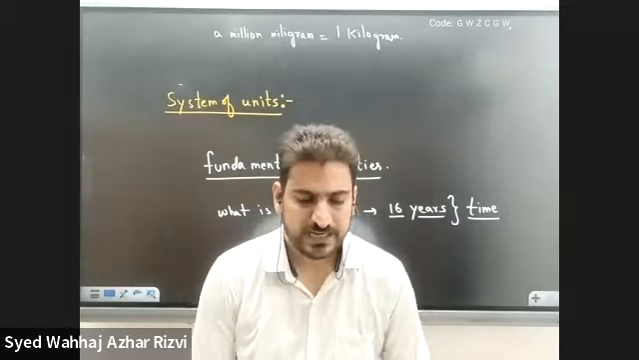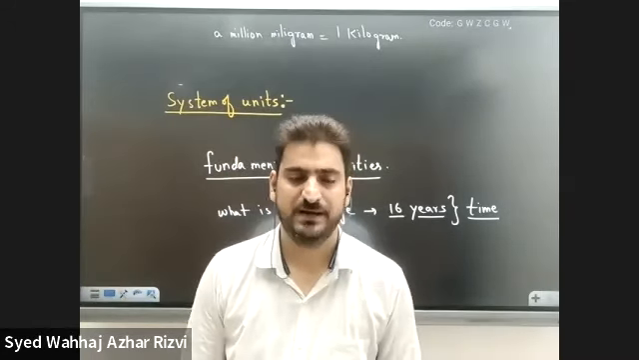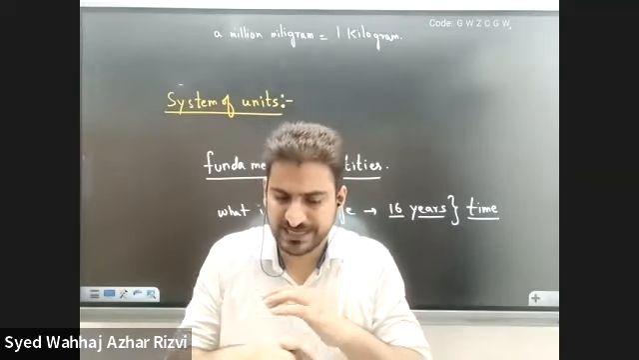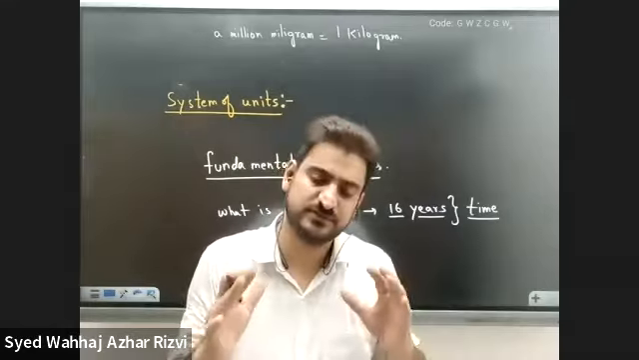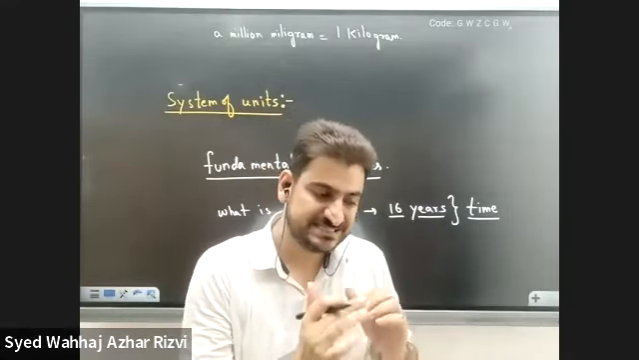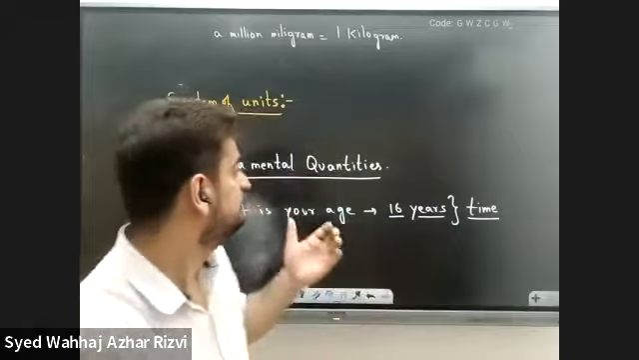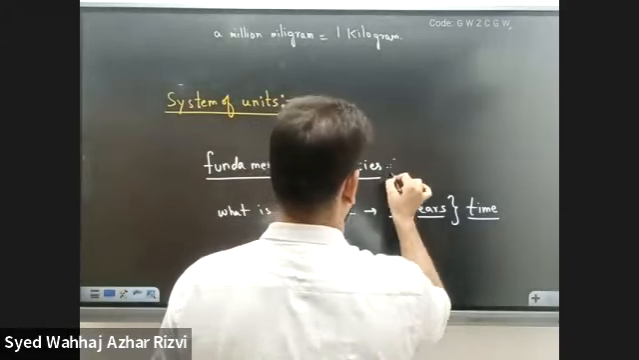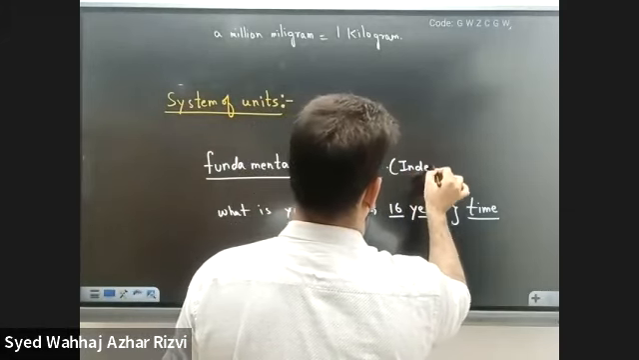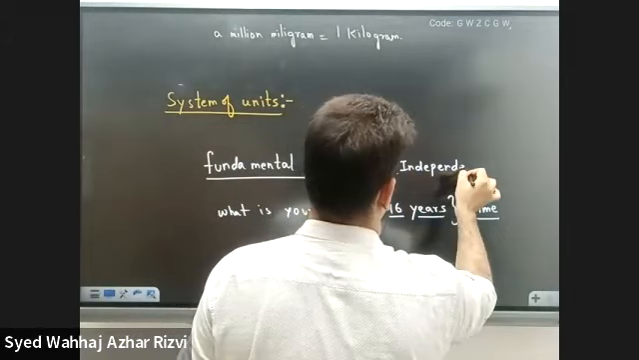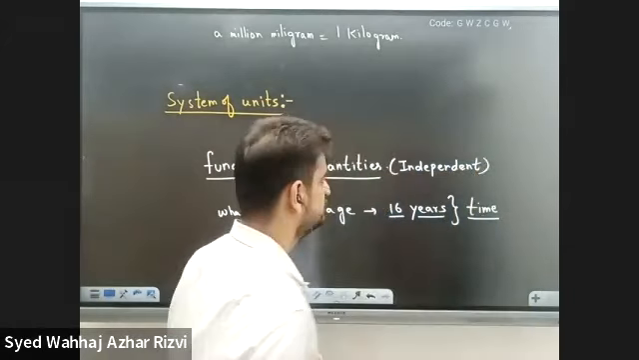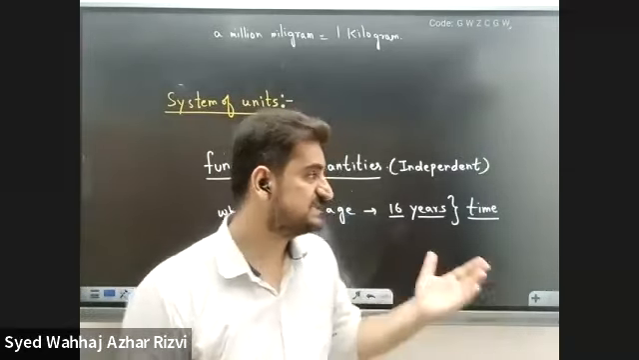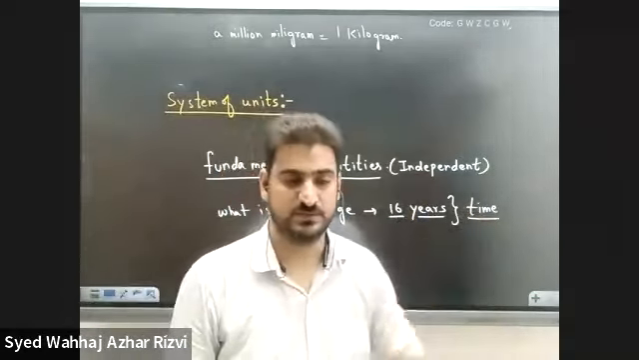So when we are talking about a physical quantity and we don't have to think about any other physical quantity, we just have to think about that physical quantity, then such physical quantities are known as fundamental quantities. They are also known as independent quantities. Why do we call them independent? Because while discussing these quantities, we don't think about other quantities.